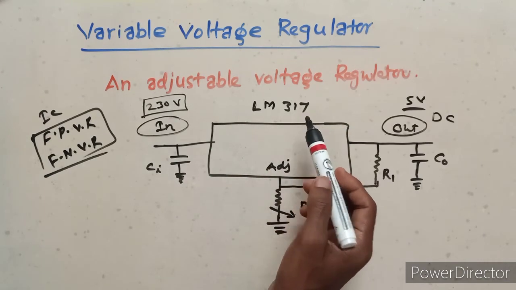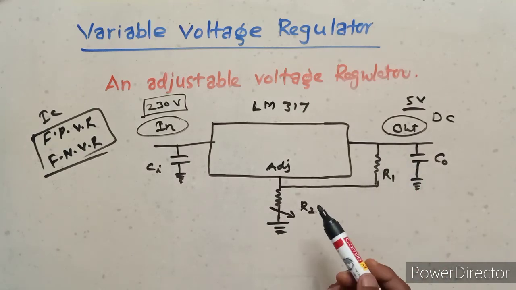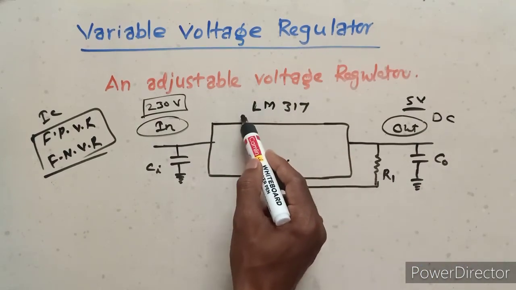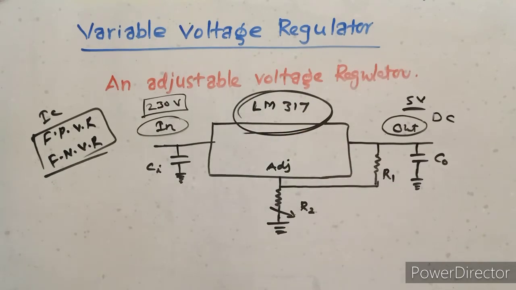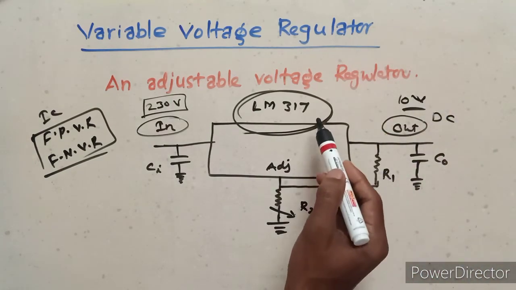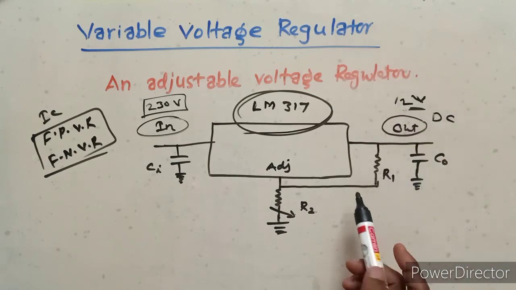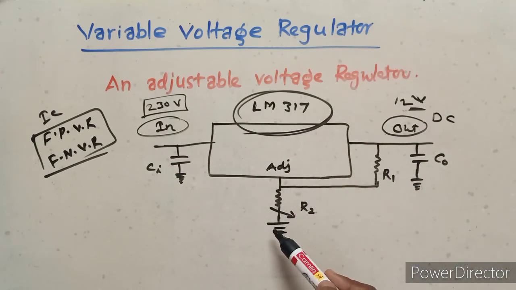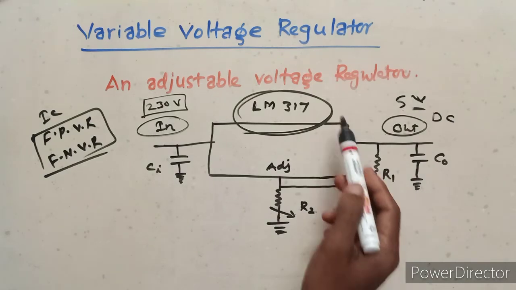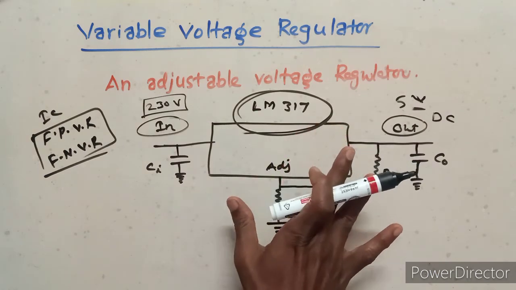The LM317 voltage regulator IC can be used for producing the desired positive DC voltage, adjustable from the IC. If we require 10 volts, the IC is adjusted to an output of 10 volts. If we require 12 volts, it is adjusted to 12 volts. If we require 5 volts, the IC is adjusted to 5 volts.